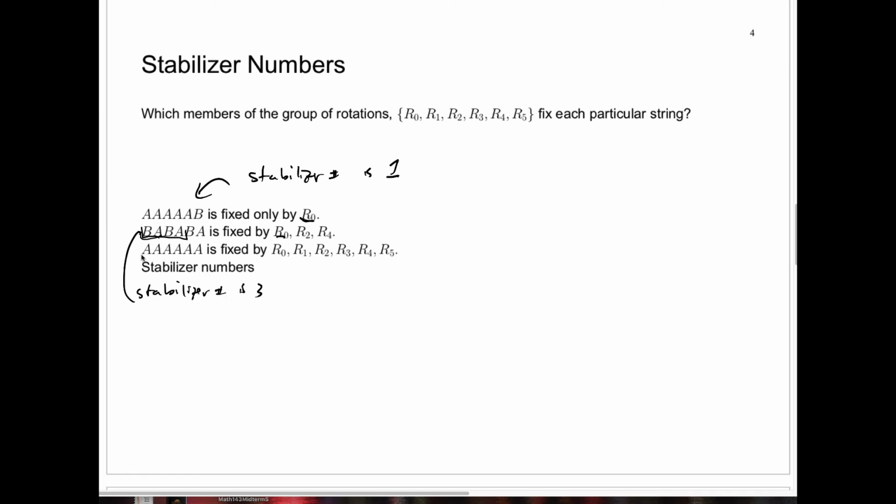And this string, this special one, AAA, AAA, is fixed by every single rotation. You apply any rotation to that string, you get the same thing. So its stabilizer number is 6.